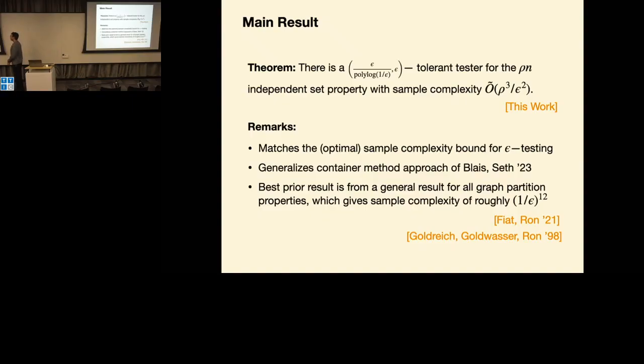We're currently working on this. I think we can. I don't know if with the container method we're going to be able to get this same bound. But we know there is a fully tolerant tester with this bound, and surely 1 over epsilon to the 12 is not the right bound. Whether it's this, I'm not so sure.